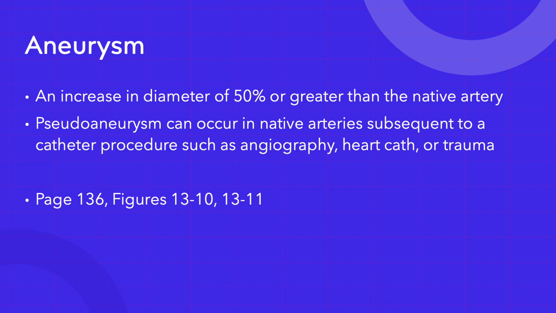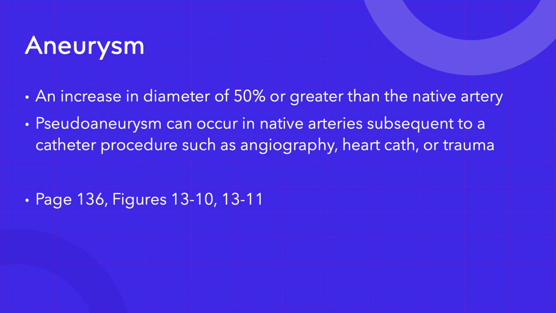You can also have a pseudoaneurysm occur in native arteries. We see this after procedures such as angiography, heart cath, or trauma. A pseudoaneurysm is where they've gone into the artery and made an injury. So it will have a neck and then a circle off of the artery. It's not going to be in the artery itself. It'll be a circle of blood outside of the artery.